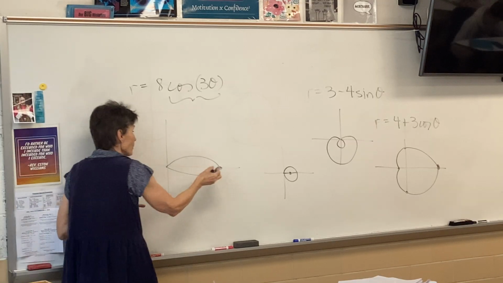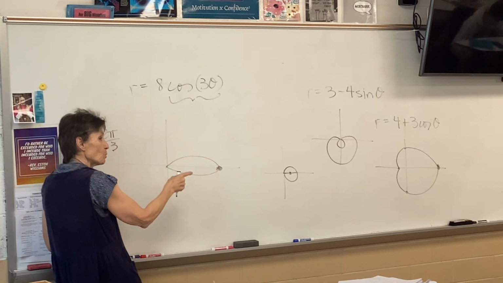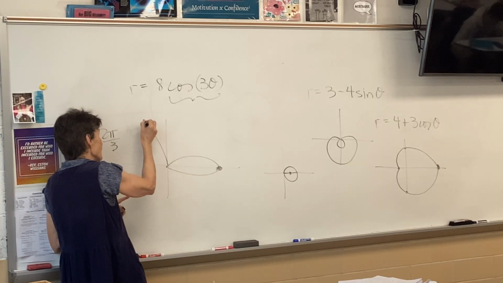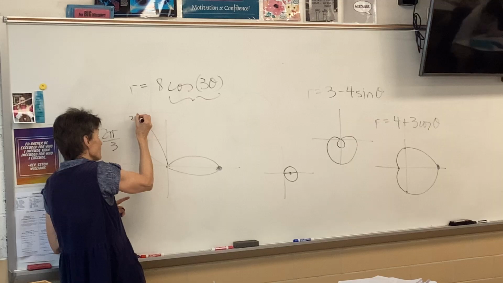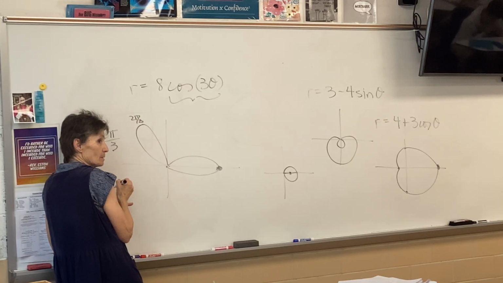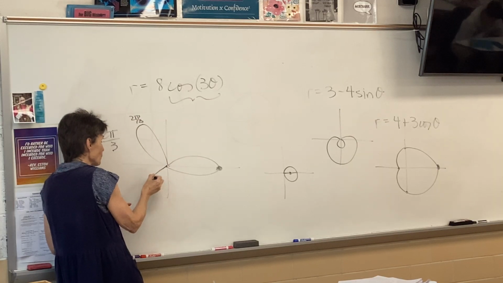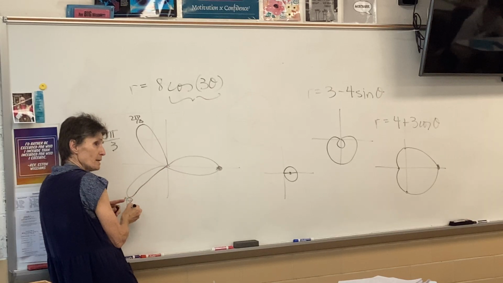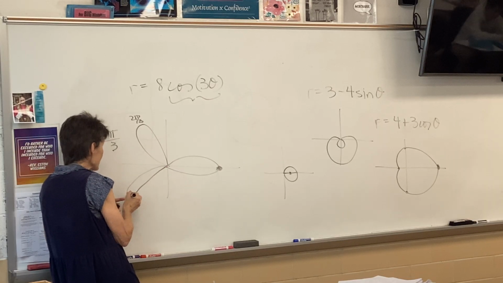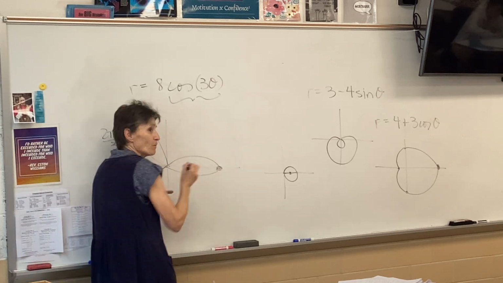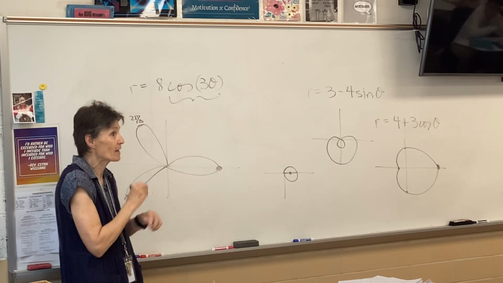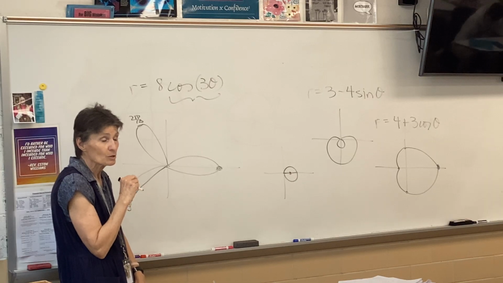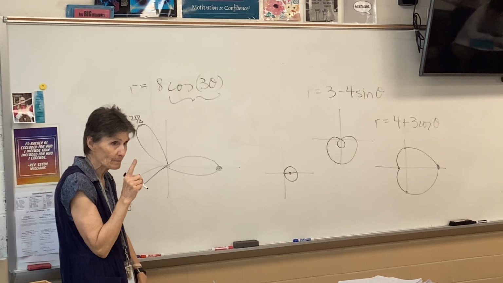So if you have already figured out that the first one is at 0, won't the next one be at 2 pi over 3? And the last one will be at 4 pi over 3? And these are the points that are the furthest away because those are the ends of the petals. Do you see how we figured that out?